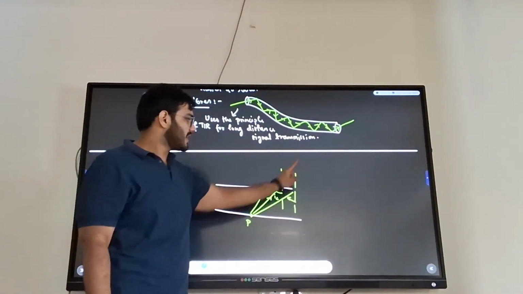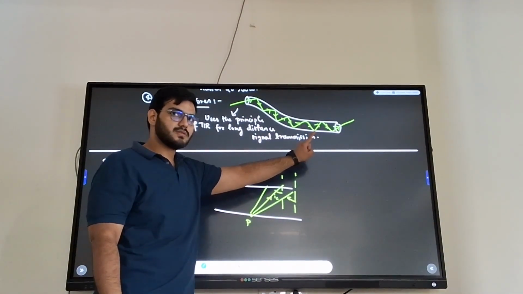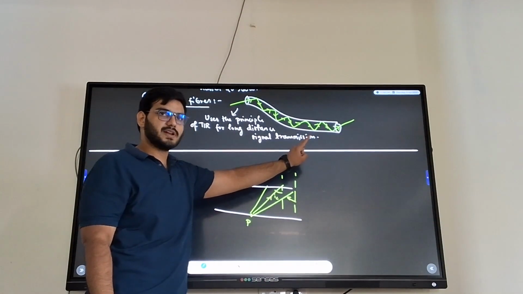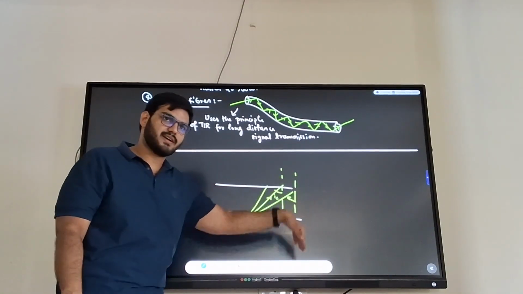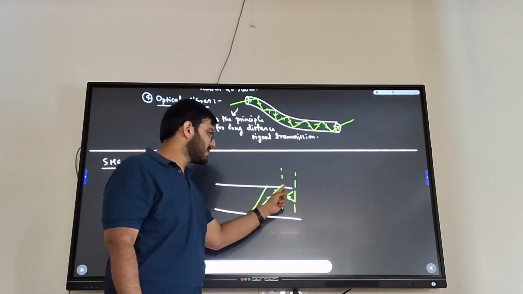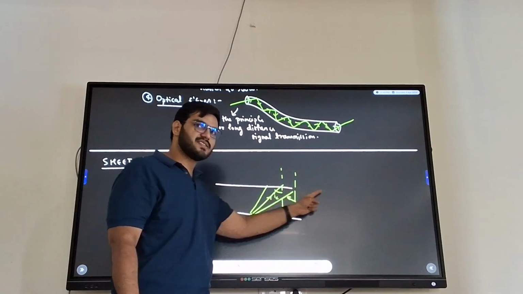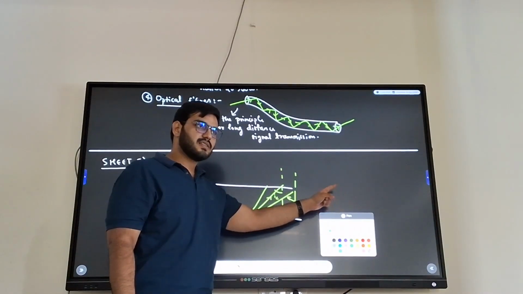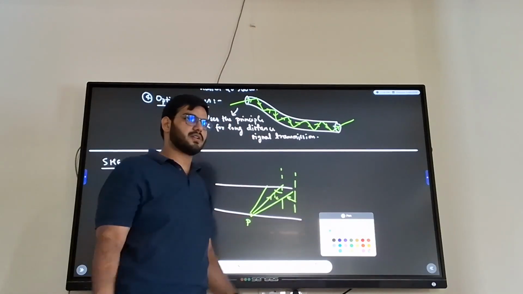So will the ray of light come out? No. That is the meaning of total internal reflection. It comes inside, it never goes out. So I don't even have to worry about the cases for which I is greater than IC. They will automatically stay inside the water body.